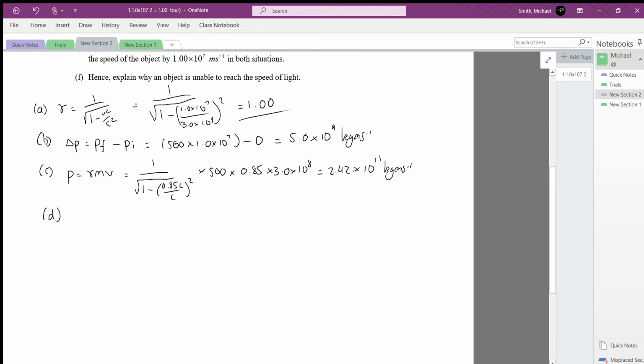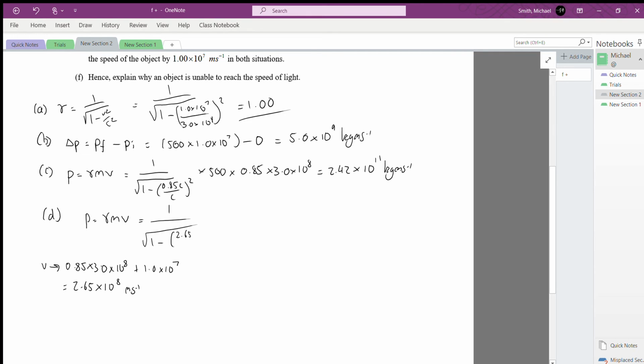So here, the final momentum will be given by Lorentz factor times mv again, which we'll do as a new calculation. So here, our speed, and we'll do this over here, goes from 0.85 c plus the 1 times 10 to the power of 7 meters per second, which equals 2.65 times 10 to the power of 8 meters per second. So that's the value that we use in here.